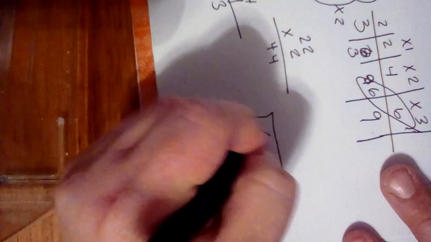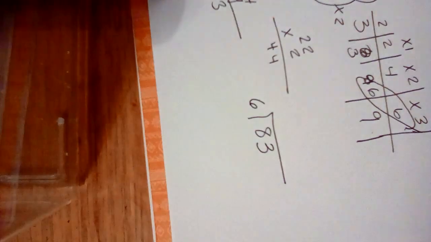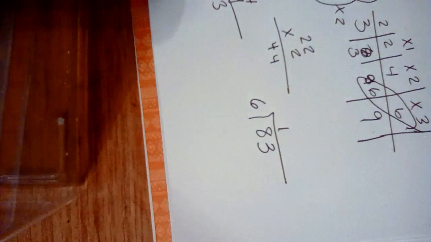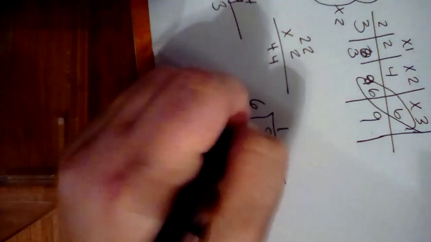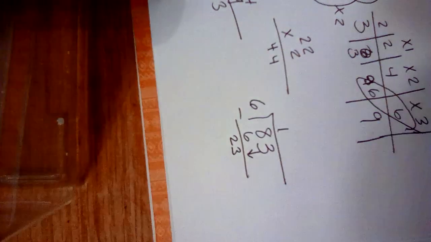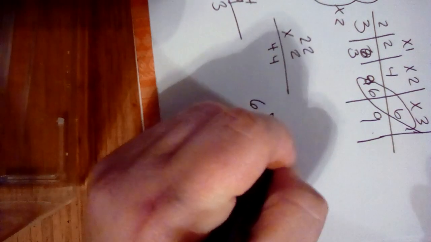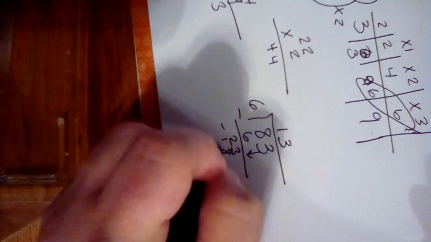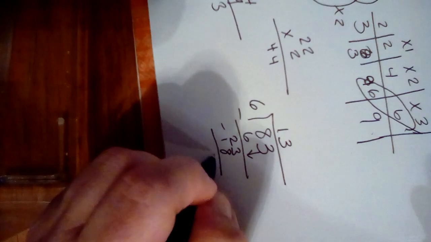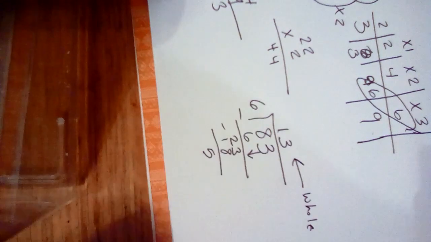I'm going to say 83, the numerator, divided by 6. 6 goes into 8 one time. Minus 6 is 2. Bring down the 3. 6 goes into 23 3 times. Minus 18 is 5. So, the 13 becomes the whole number in my answer.